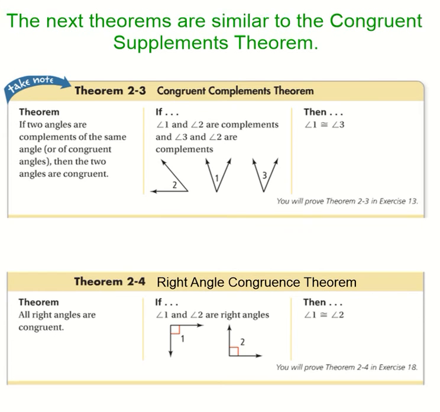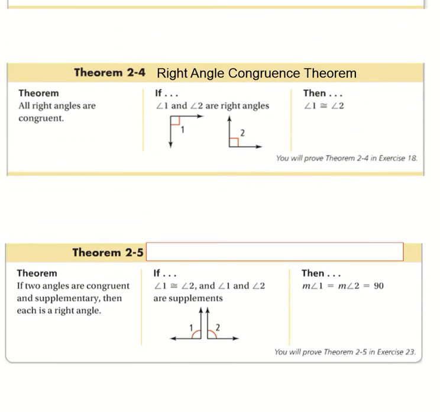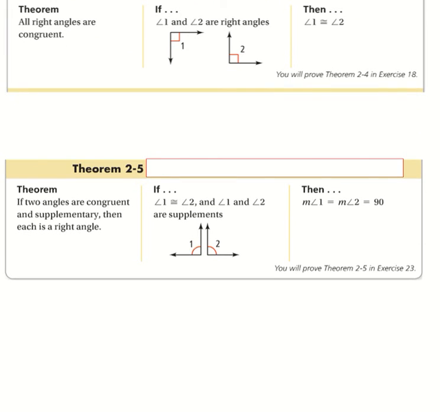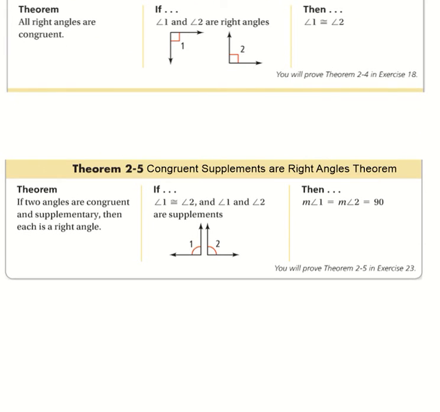Here we have the right angle congruence theorem. It says all right angles are congruent. If angle 1 and angle 2 are right angles, and they are, then they are congruent. And then we have theorem 2.5, the congruent supplements are right angles theorem. If two angles are congruent and supplementary, then each is a right angle. So if angle 1 is congruent to angle 2, and angle 1 and angle 2 are supplements, then the measure of both of those is 90 degrees.